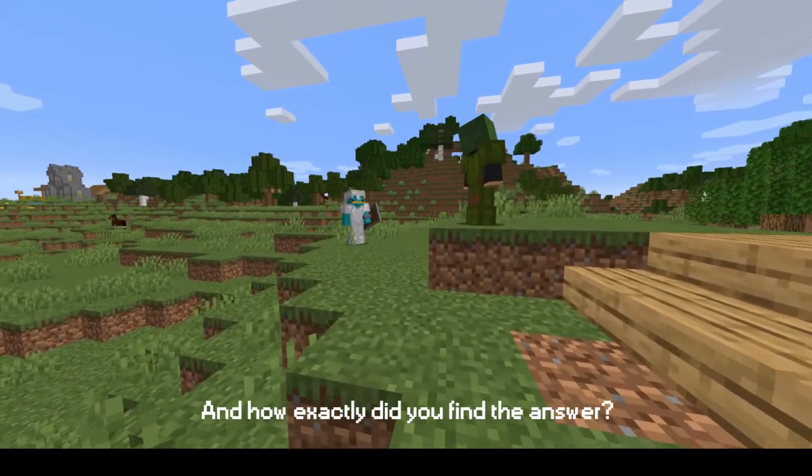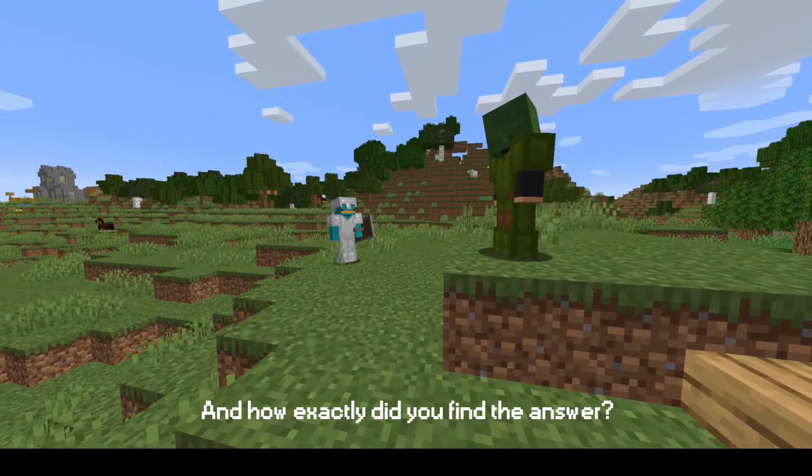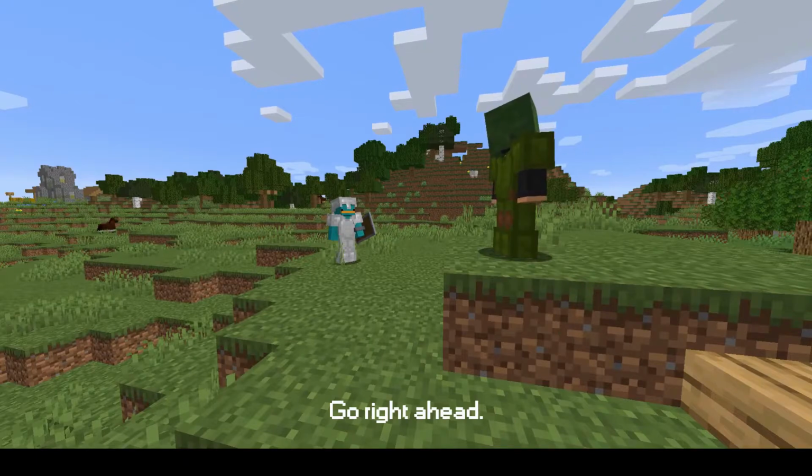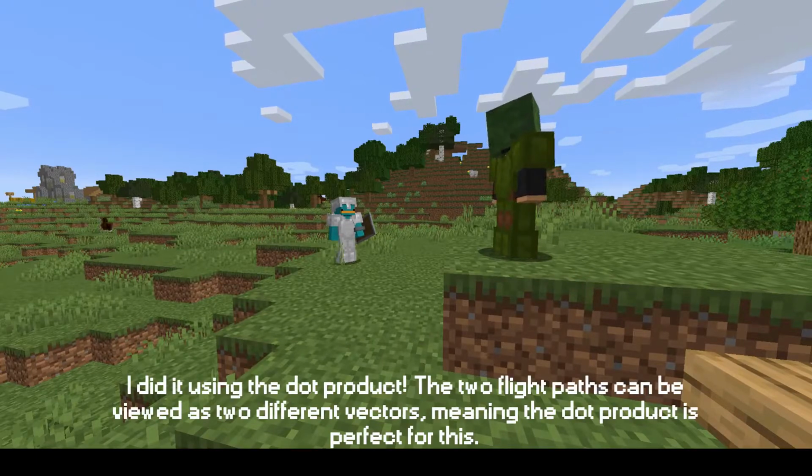Oh, the answer. And how exactly did you find the answer? I used the dot product to find the angle between my flight paths. Do you want me to explain? Go right ahead. I did it using the dot product.